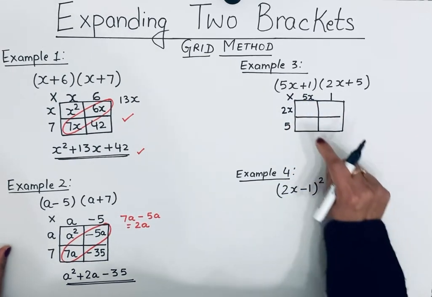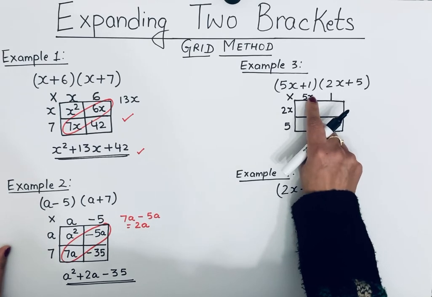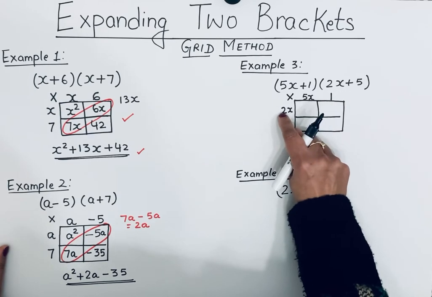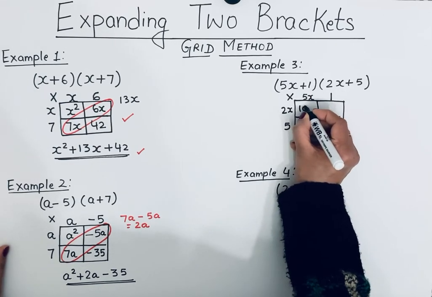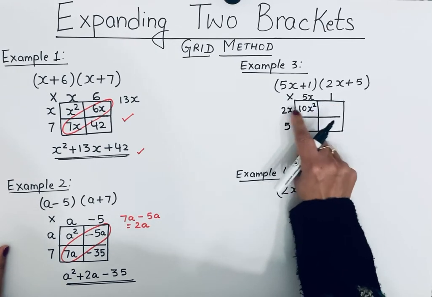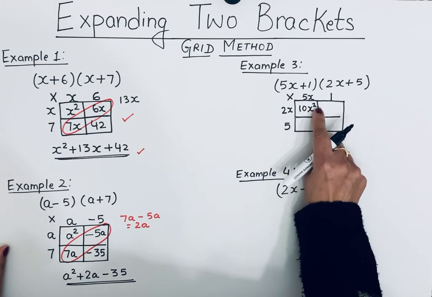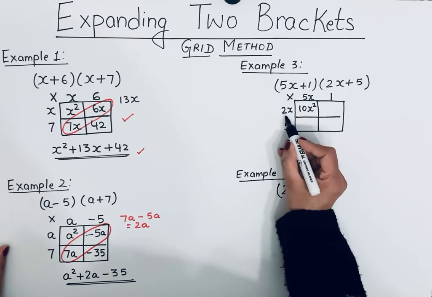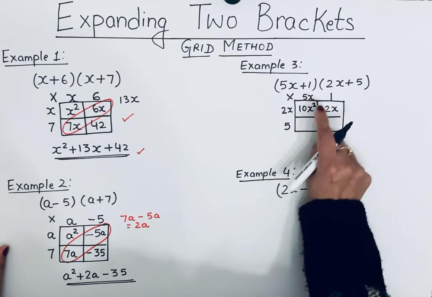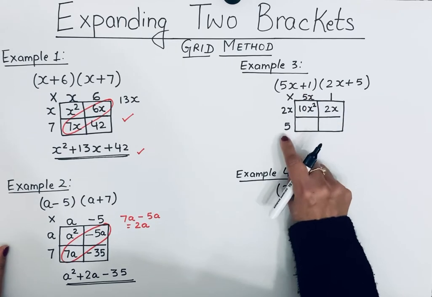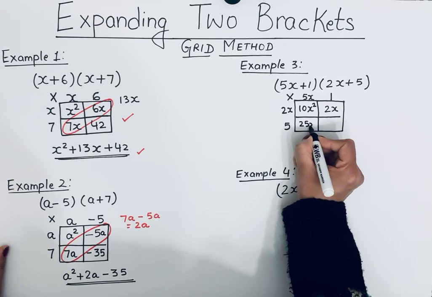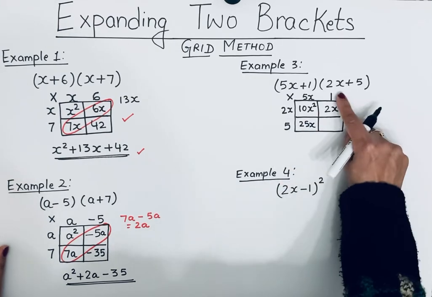Let's fill in our boxes. So 2x times 5x. Remember, number times number, variable times variable. So 2 times 5, that's 10. And x times x, that's x squared. So 2x times 5x is 10x squared. Then 2x times 1 is just 2x. 5 times 5x, 5 times 5, 25, and then x. So 5 times 5x is 25x. Then 5 times 1, that's 5.